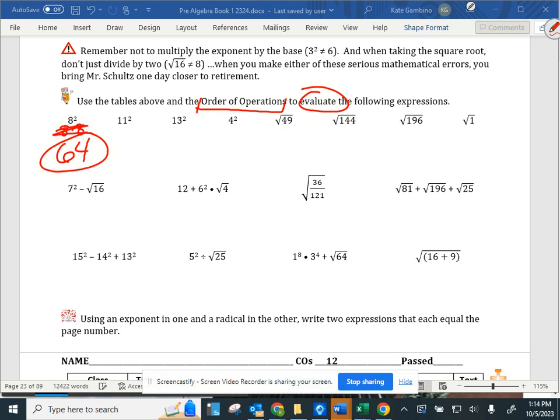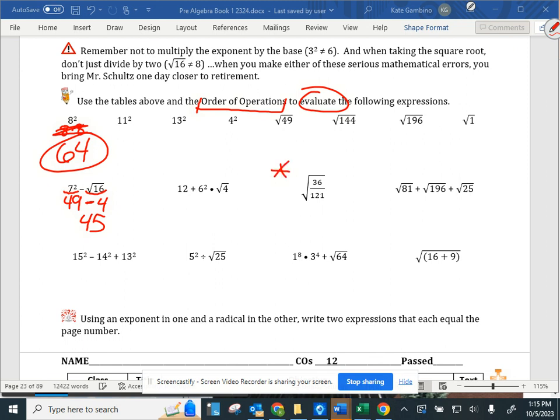So first thing I do is exponents. 7 squared is 49. Next thing I'm going to do is my radical, because exponents came before the radical. Square root of 16 is 4. Then I bring down the rest of my equation. 49 minus 4 is 45. So you have to think, what is the order of operations?